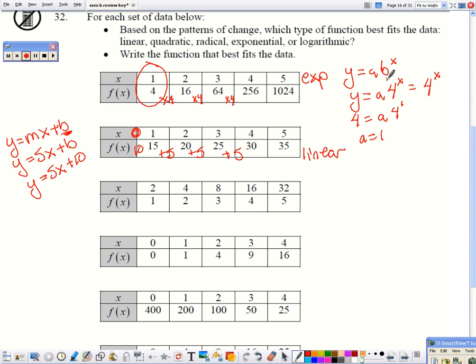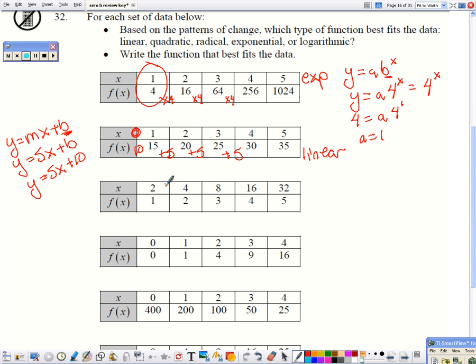This b and this b have nothing to do with each other. It's just the notation that we use for the different symbols for the equation. This b is your growth factor in an exponential. This b is your y-intercept for a linear equation, for a line.